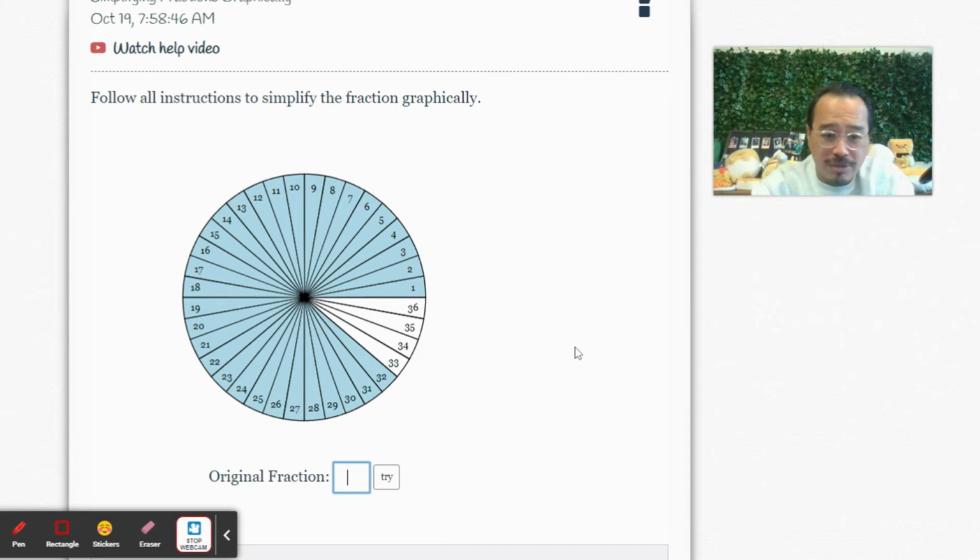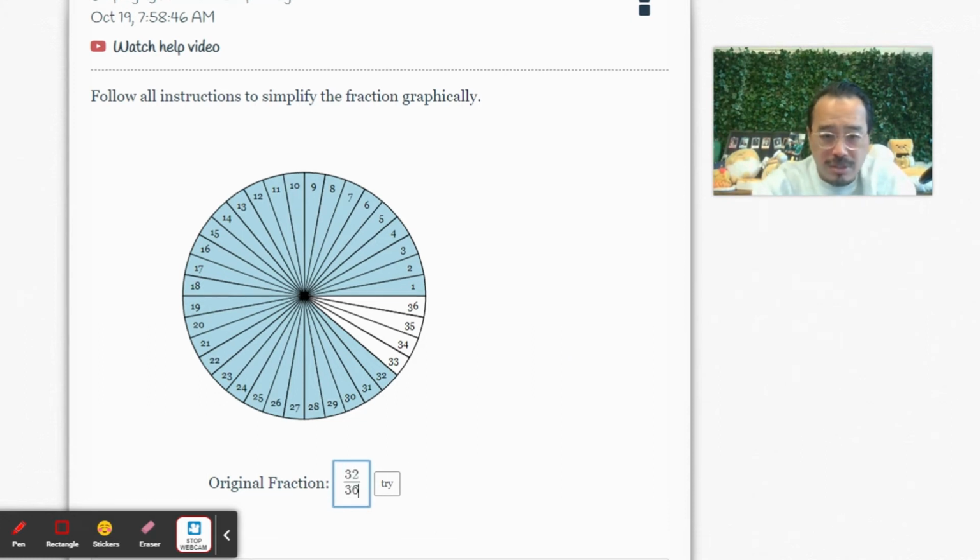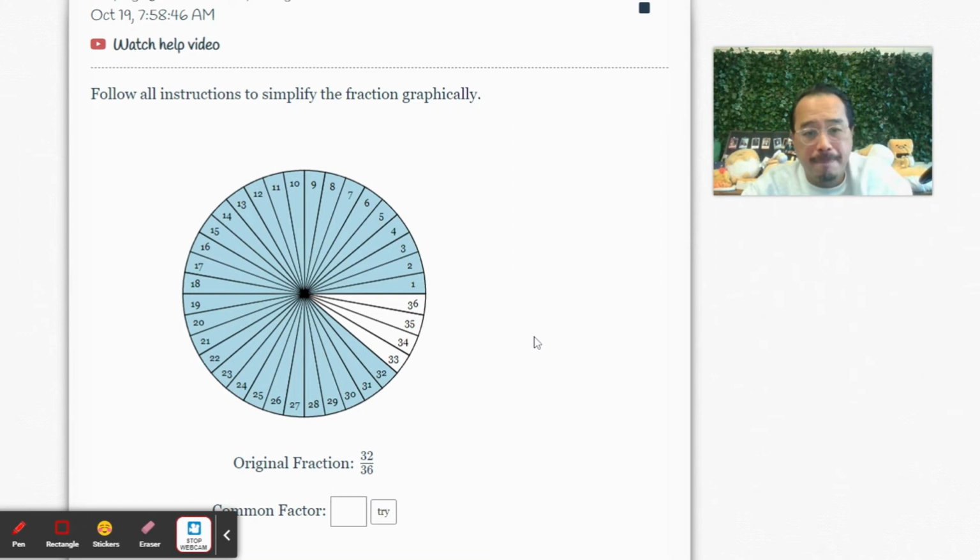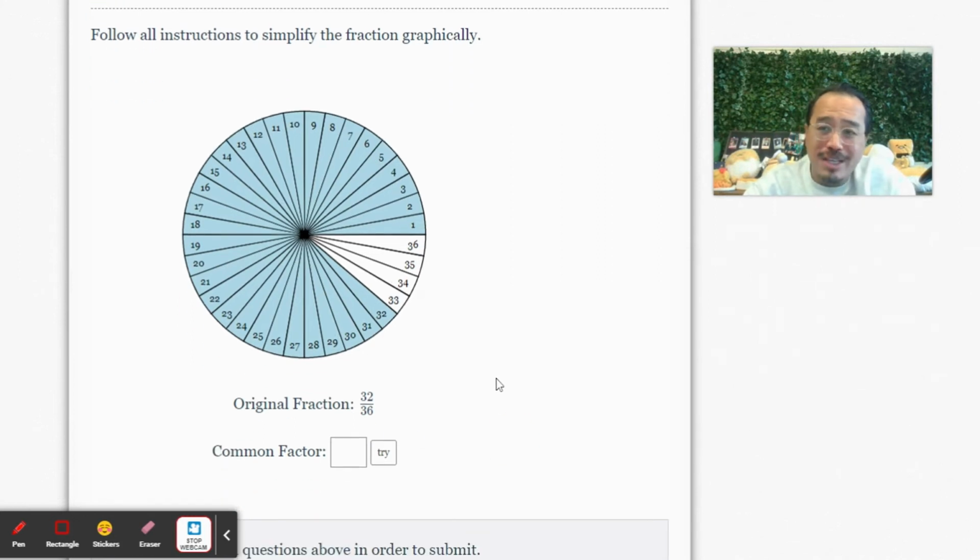So for this one, it's 32 over 36. We have two options here. Because both of these are even numbers, I could divide both the numerator and the denominator by 2. But there's a greater factor. If you put 2 in, they're not going to say you're wrong. They're not forcing you to use the GCF. But for demonstration purposes, I will use the GCF.